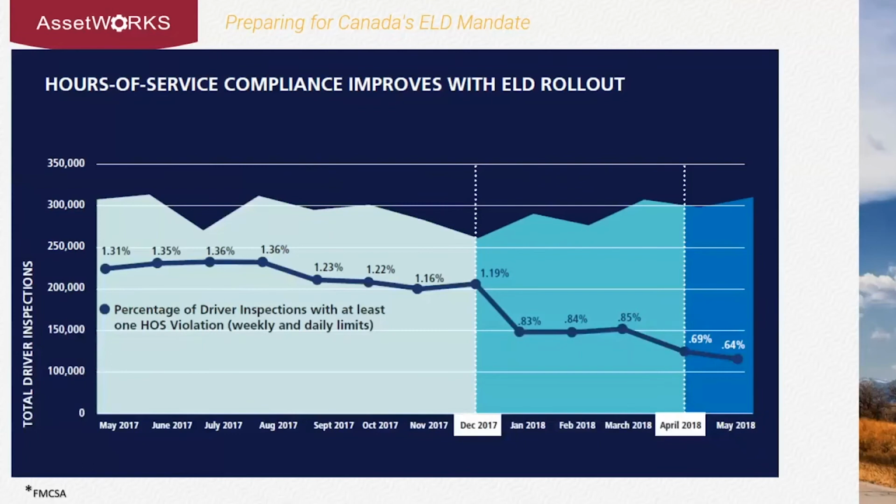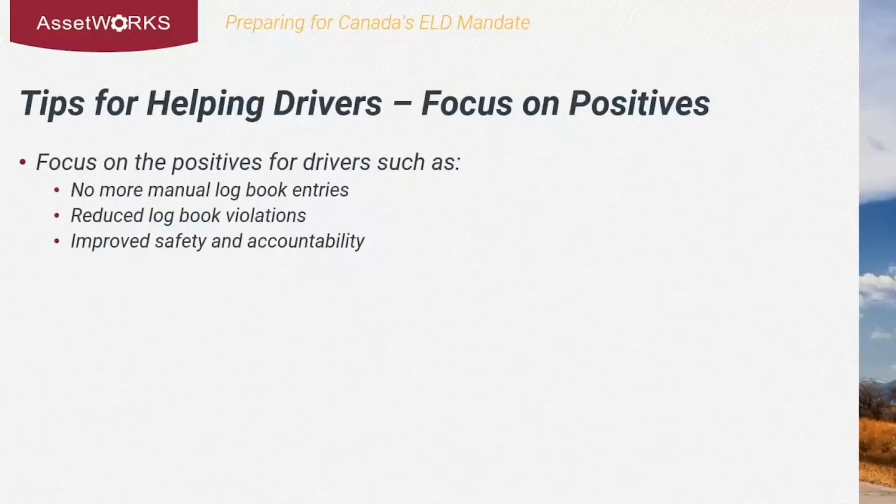A study the FMCSA did showed that from pre-ELD to post-ELD, there was pretty much a 50% reduction of hours of service violations when they had inspections. So that certainly helps improve safety and accountability for them. It also streamlines roadside checks. Companies that have ELDs already have probably found this when the inspector realizes they have an ELD. It generally streamlines roadside checks, right?